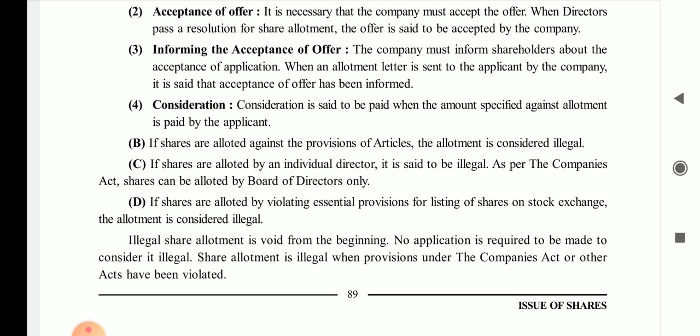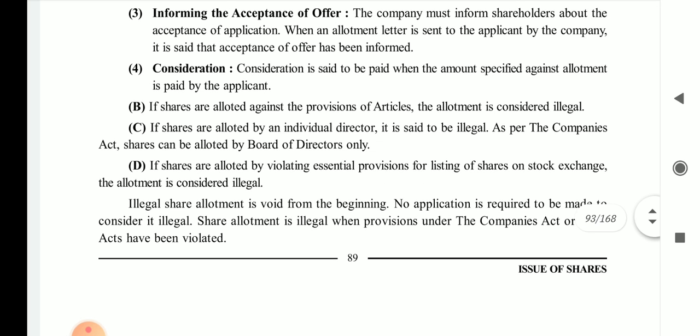Consideration is said to be paid when the amount specified against the allotment is paid along with the application. Whatever finance you pay against the shares is known as the consideration. If shares are allotted against the provisions of the articles, the allotment is considered illegal. If shares are allotted by an individual director, it is said to be illegal. Shares allotted by a director alone are not valid according to the Companies Act 2013 as well as the SEBI guidelines.